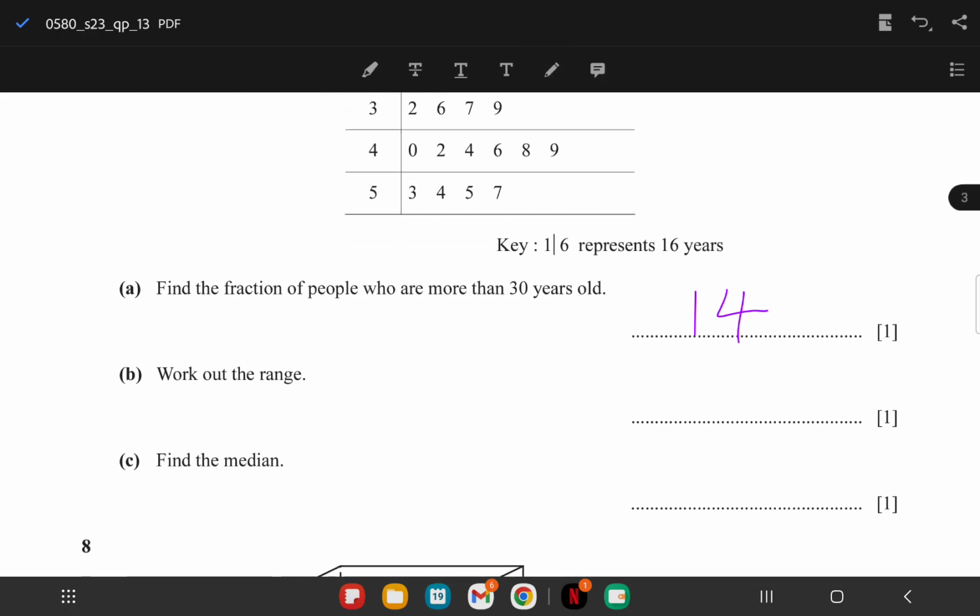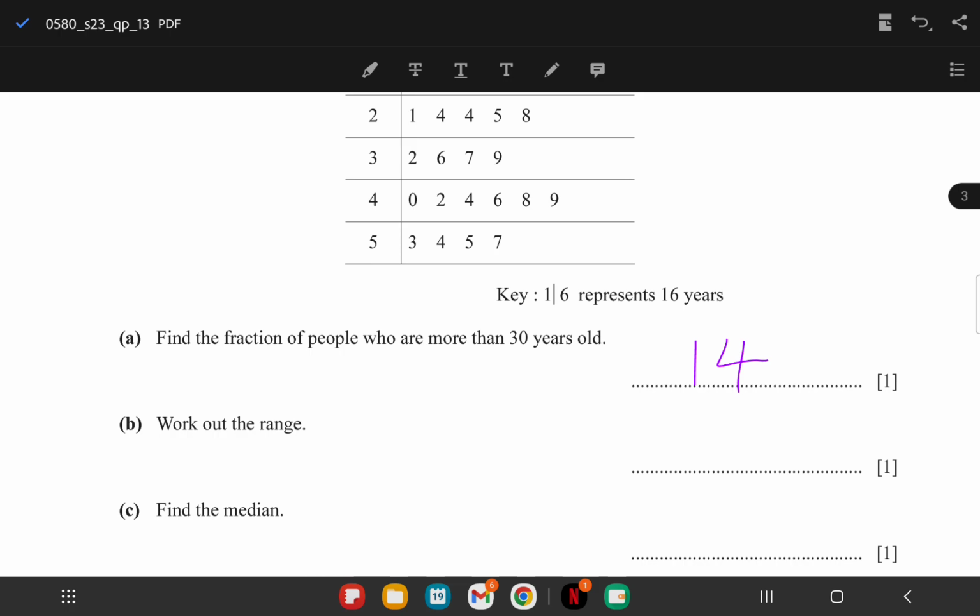Okay. The next one wants us to work out the range. The range would be highest minus the lowest.